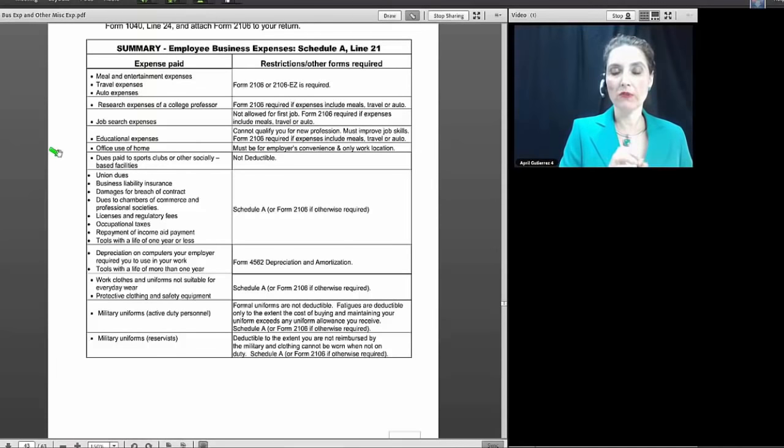If you're claiming a home office expense and Form 2106 is not otherwise required, you would complete a worksheet, figure the deduction, and carry it directly to Schedule A. If 2106 is required, you'd figure the deduction and enter it on 2106.